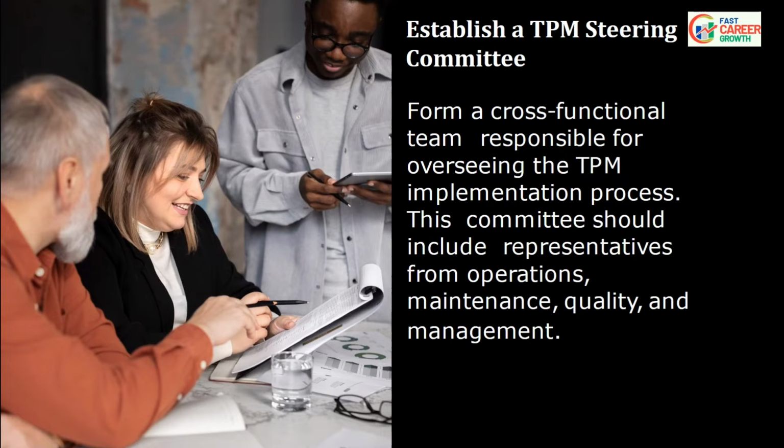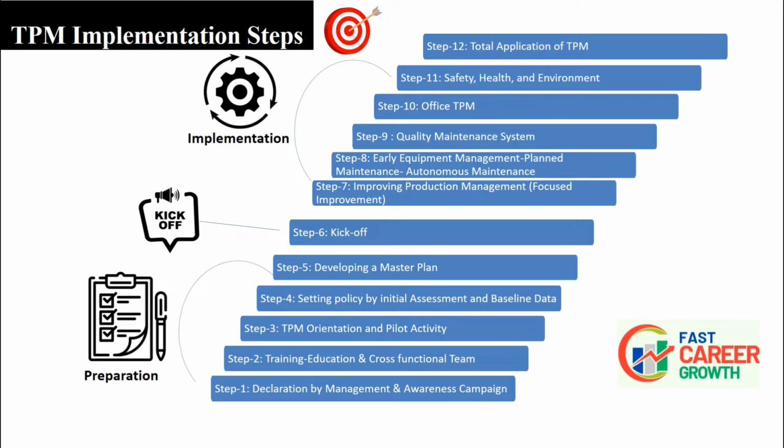Next is TPM Implementation Roadmap. The TPM Implementation Roadmap is the blueprint for our journey towards total productive maintenance. It provides a structured plan, ensuring that we follow a clear path to TPM adoption. The roadmap includes various phases, milestones, and timelines to help us track our progress.